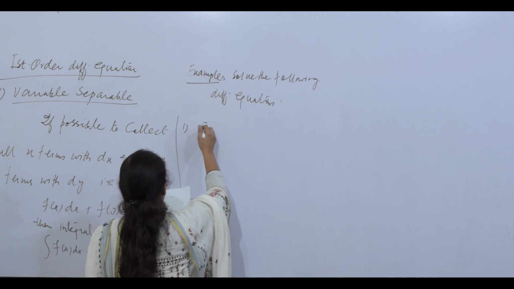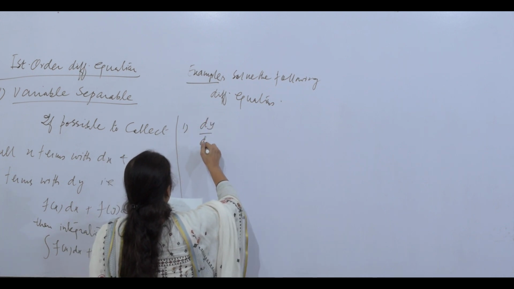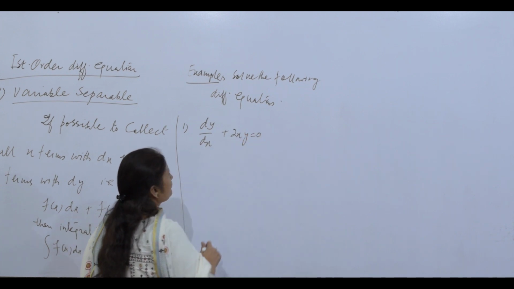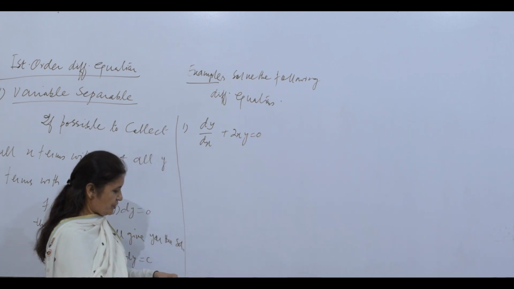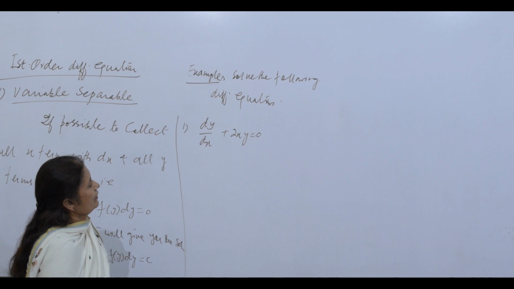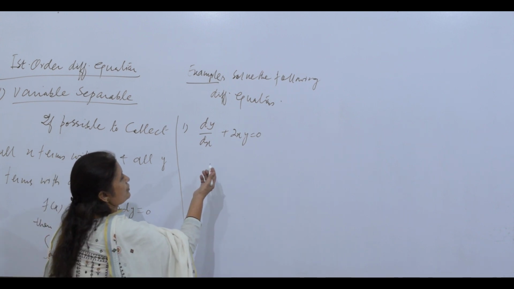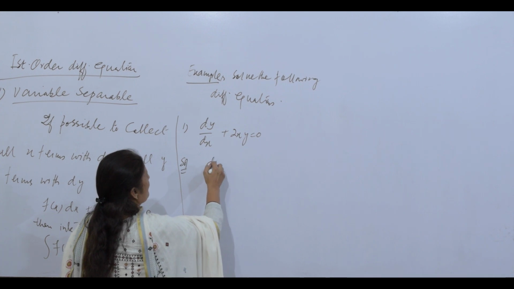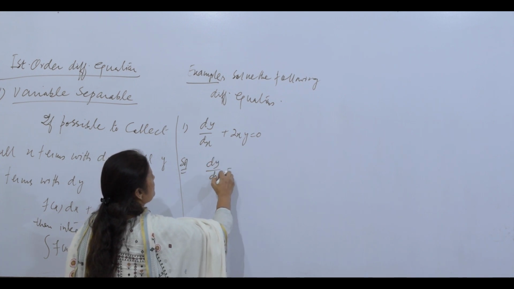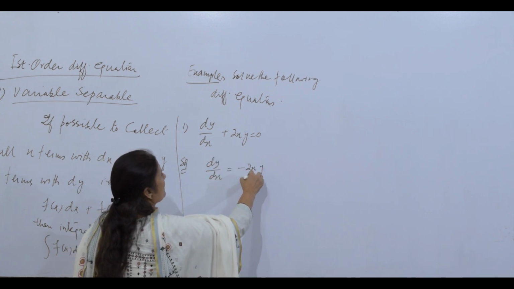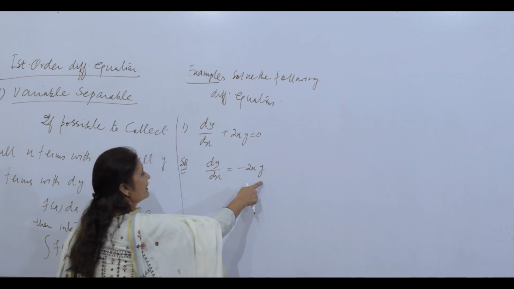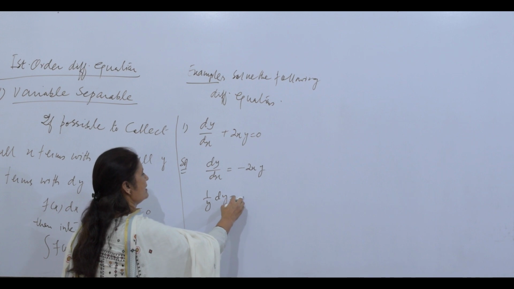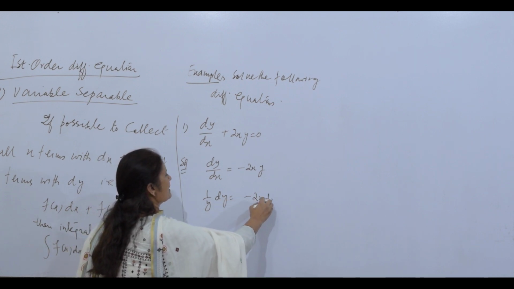Question number 1 is dy by dx plus 2xy equal to 0. This is question number 1. So you can solve it. You can write dy by dx is equal to minus 2xy. Let's bring y with dy. So 1 over y dy is minus 2x dx.